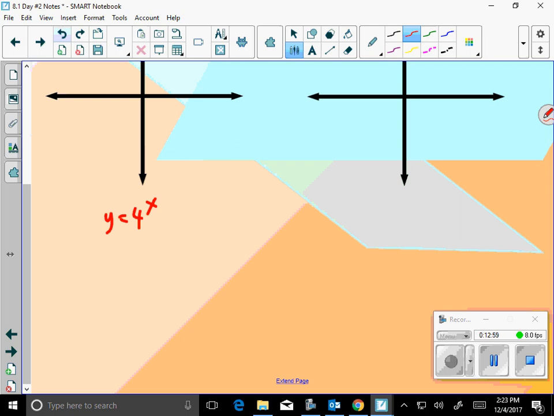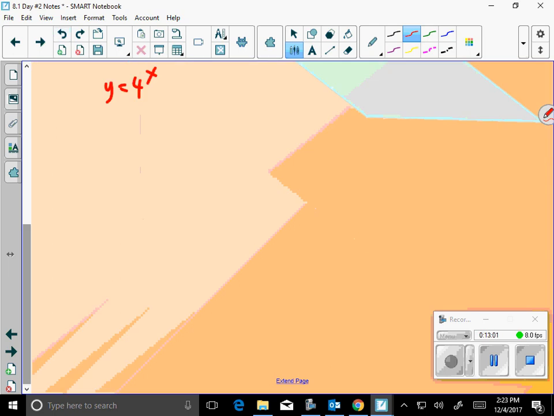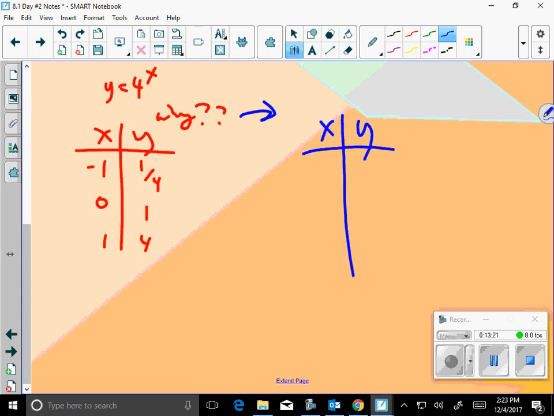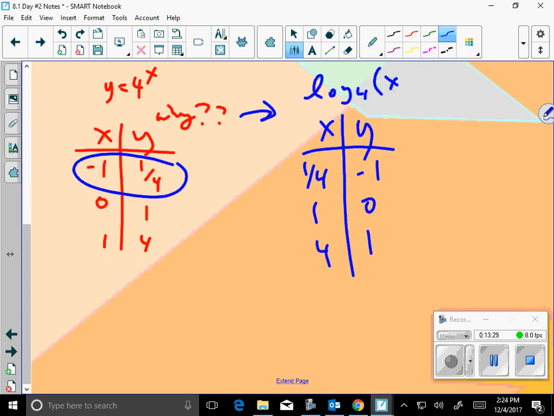Why would I do that? So this gives me these values for my inverse. These two now become 1, 4, -1, 1, 0, and 4, 1 for log base 4 of x.